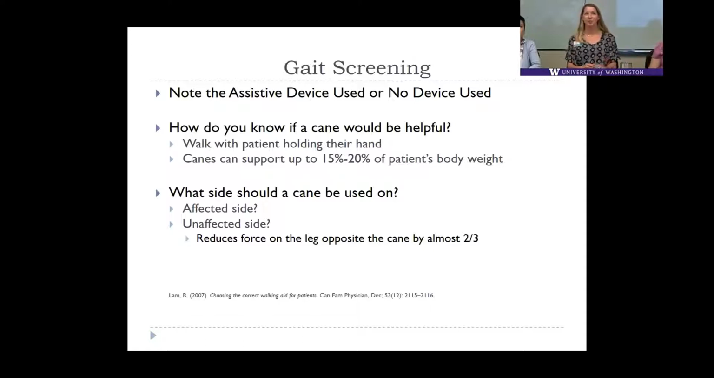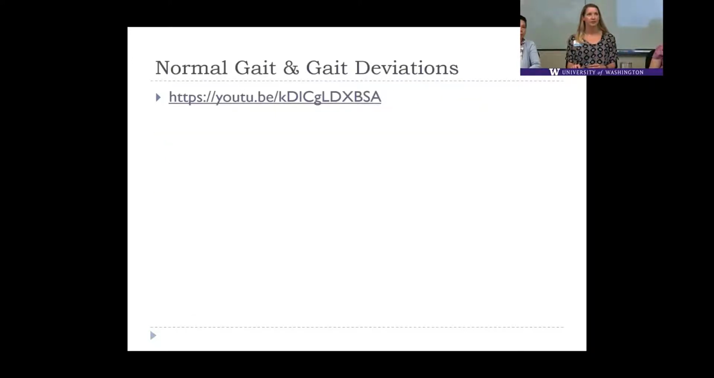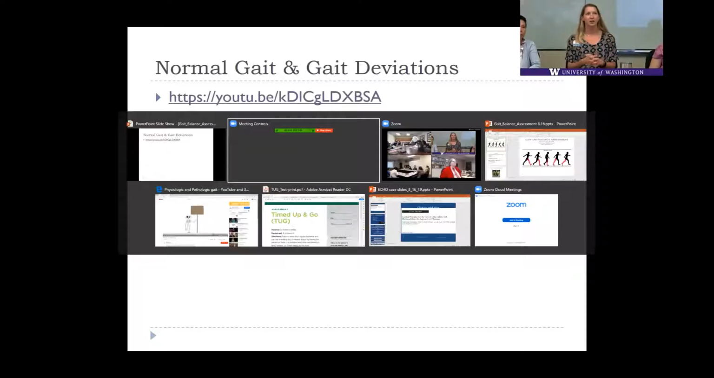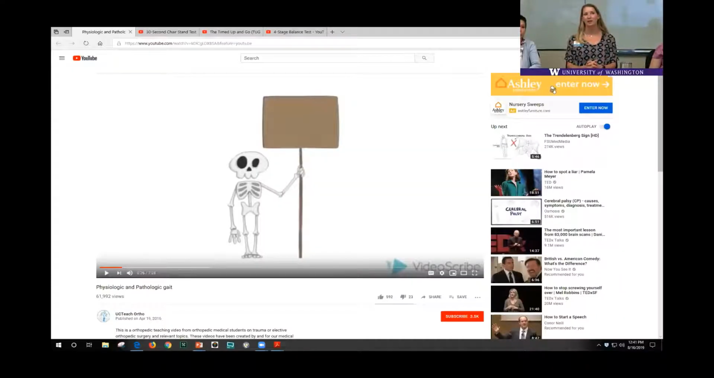So you want to give it to them on their unaffected side, and that's really for a couple reasons. It'll help reduce the forces on that painful limb by about 2/3, and it also helps normalize their walking pattern. So in normal walking, we advance our opposite arm and opposite leg simultaneously, so they can maintain that normal gait as much as possible if they're using it in that way. Okay, we're going to show you a quick video. It's actually several minutes long, but you're going to see some normal walking and then some really common deviations.